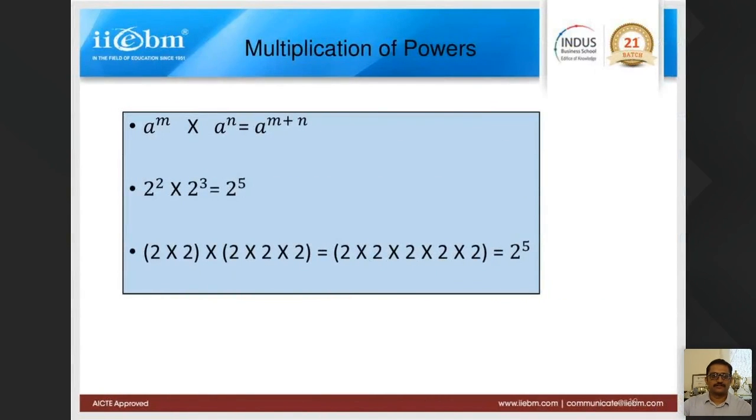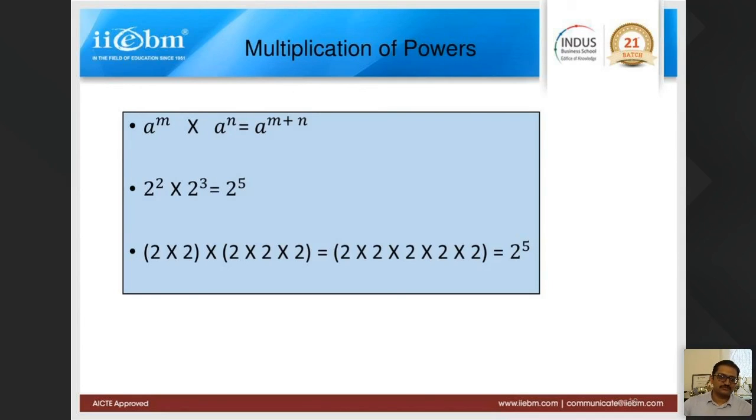Now let us understand multiplication of powers. So a raised to m into a raised to n will give me a raised to m plus n. Let us see with the example. So 2 raised to 2 into 2 raised to 3 gives me 2 raised to 2 plus 3, which is 2 raised to 5.